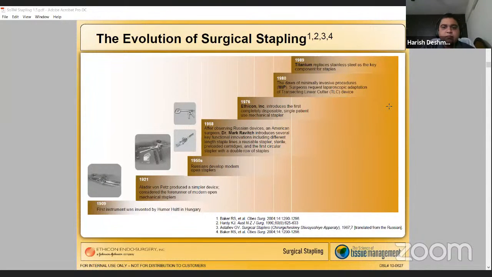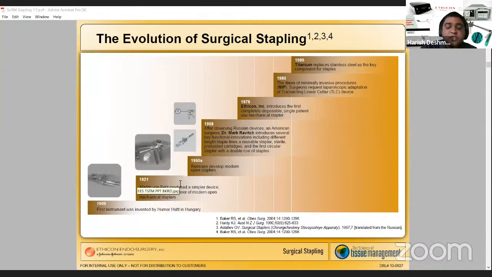everything became designed nicely. During the Second World War we got the first staplers which had preloaded cartridges. Further, by 1976, Ethicon had already taken over this, and we came up with the current design of staplers, what you are seeing, the disposable ones.